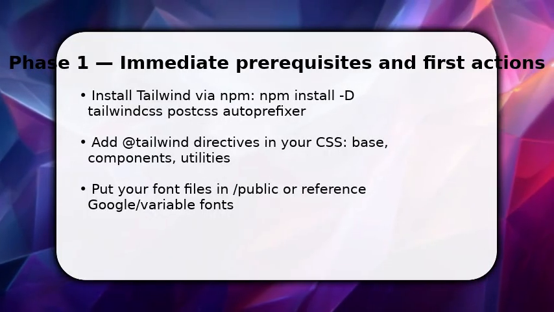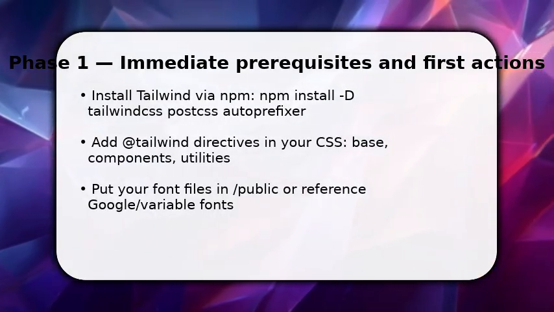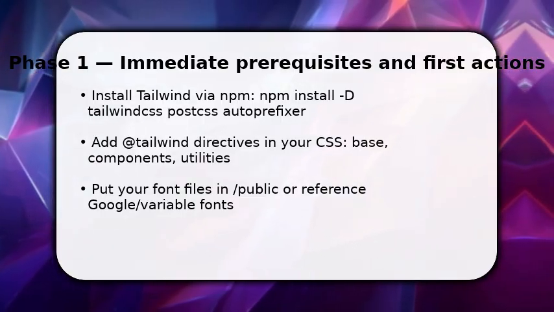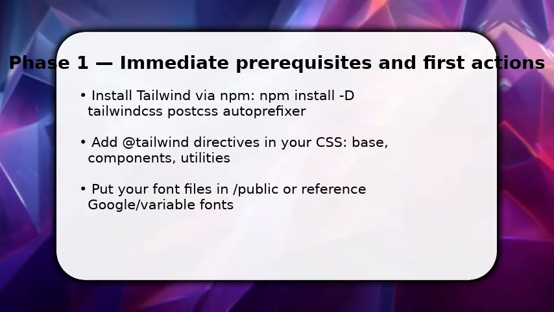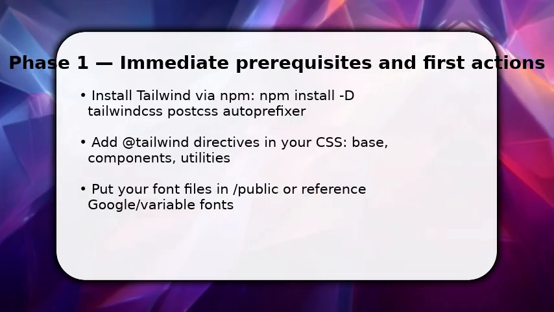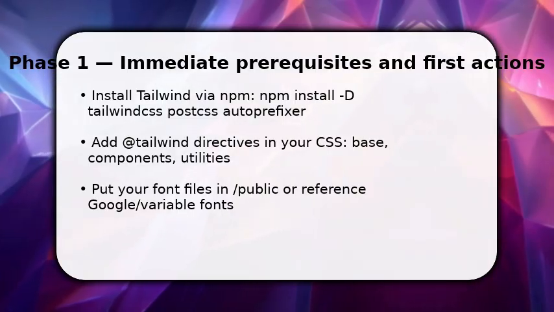You begin by ensuring Tailwind is in your project and your font files are accessible. Install Tailwind with npm, then add the Tailwind base, components, utilities directives to your main CSS. Once done, place local fonts in the public folder or choose a hosted font like Google. This matters because source location affects load performance.